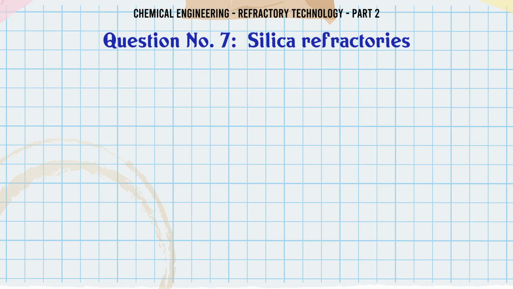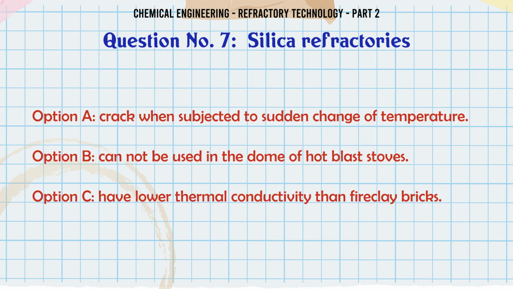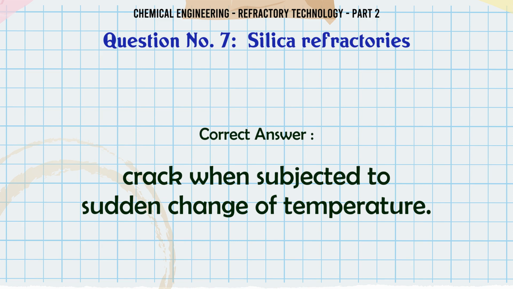Silica refractories: A. crack when subjected to sudden change of temperature. B. cannot be used in the dome of hot blast stoves. C. have lower thermal conductivity than fireclay bricks. D. All A, B, and C. The correct answer is crack when subjected to sudden change of temperature.